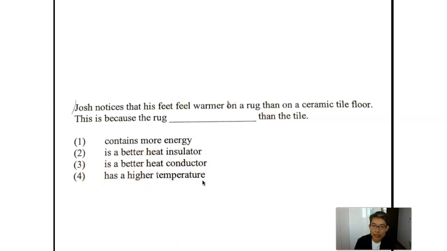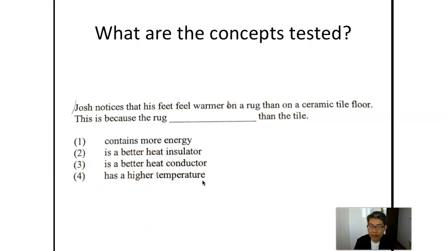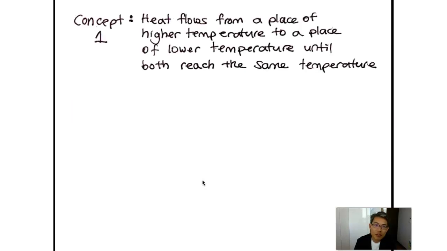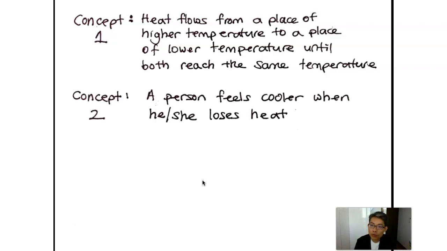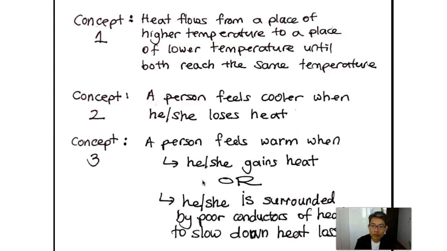Now, when you look at a question like this, you must be aware of the concepts being tested. To answer this question, you've got to know three basic concepts. The first concept is heat flows from a place of higher temperature to a place of lower temperature until both reach the same temperature. And the second idea is a person will feel cooler when he or she loses heat, or a person will feel warmer when he or she gains heat, or is surrounded by a poor conductor of heat to slow down heat loss.